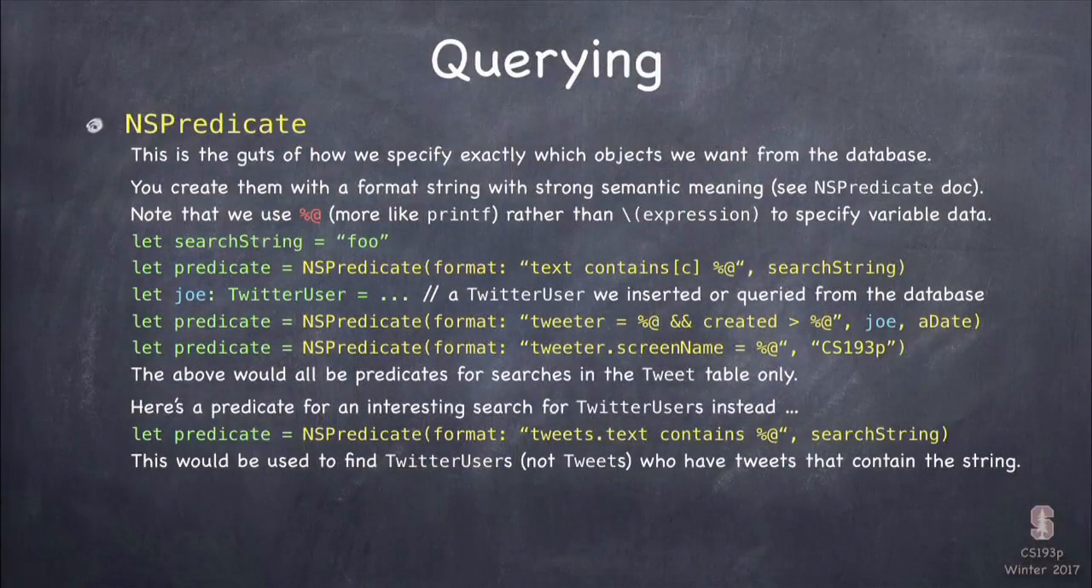So here's a different predicate. This one is for a Twitter user. So here I'm searching for all the Twitter users who have a tweet whose text contains foo. It even knows how to do a pluralistic search right here where you've got tweets.text. That means all the tweets' texts. And it's doing contains. Again, we could do square bracket C if we wanted, foo. So that's a Twitter user search right there. We're looking for the Twitter users who have tweeted anything that includes foo. Again, a powerful search, really easy to express in the predicate.